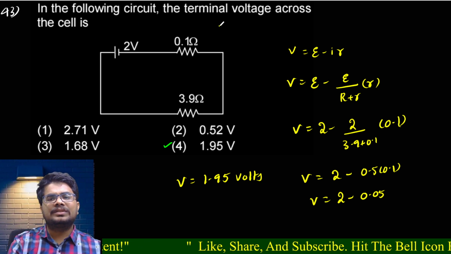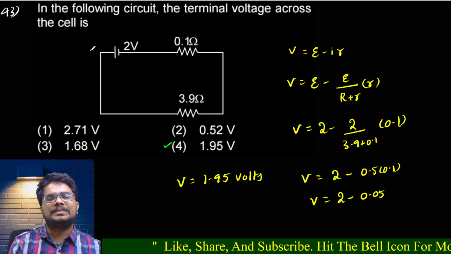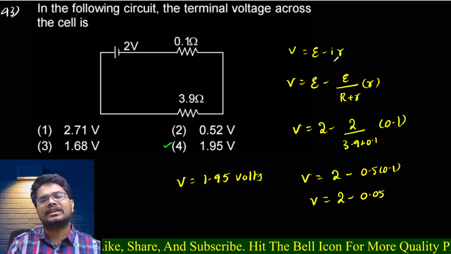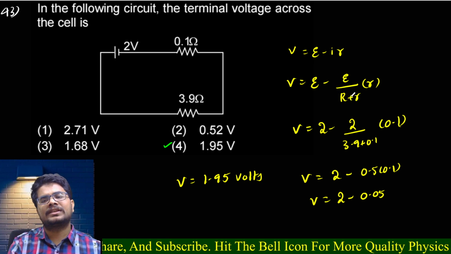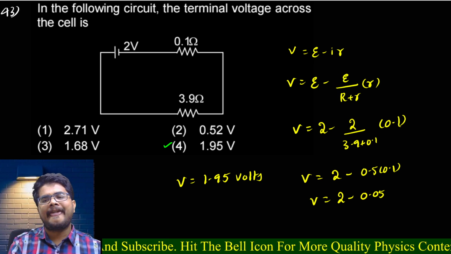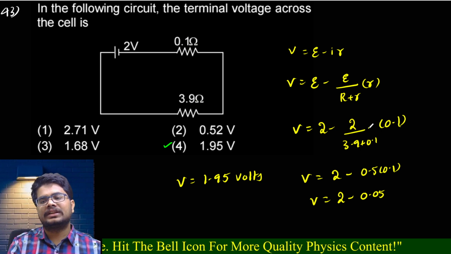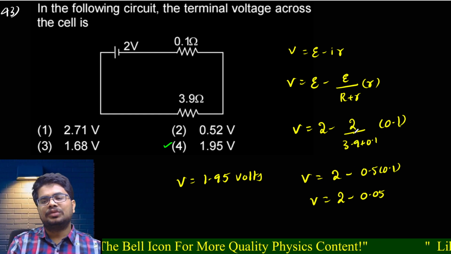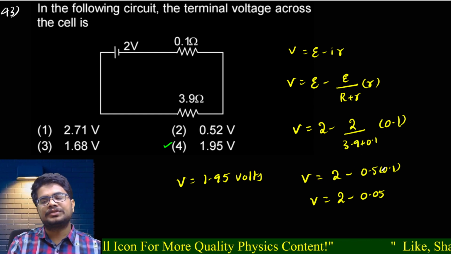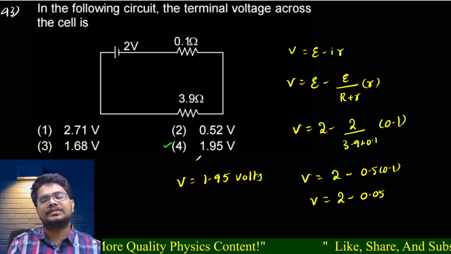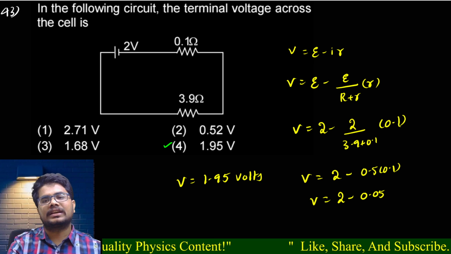In the following circuit, what is the terminal voltage of the cell? This is a basic PU question only. Potential difference, terminal voltage, we discussed. V equals E minus Ir. I you can write as E by R plus r. E they gave as 2 volts, R they gave as 3.9, small r they gave as 0.1. Substitute that, we get I equals 2 by 4, which is 0.5. 0.5 times 0.1 is 0.05. 2 minus 0.05 is 1.95 volts. Which option is correct? Option D is correct.